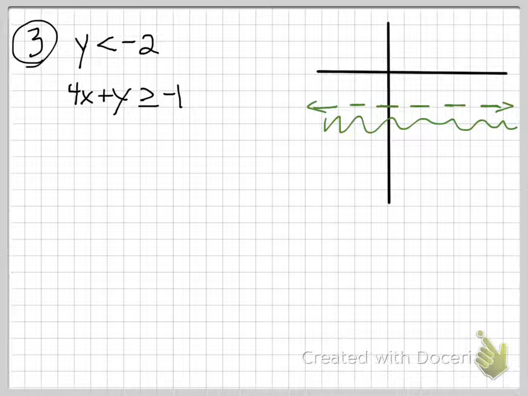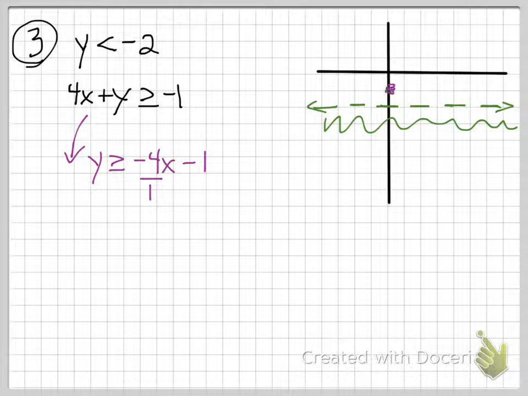Now let's look at the second line. The second inequality, we have to solve that. So I have to subtract that 4x, move it to the other side. Remember, anytime there's a whole number, it's over 1. So my y-intercept's at negative 1. And we're going to go down 4 and right 1.